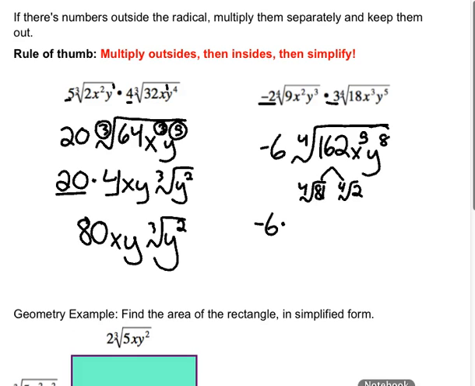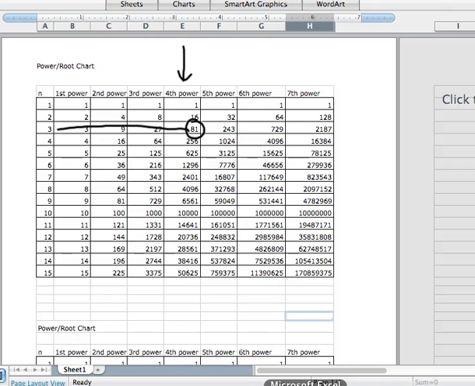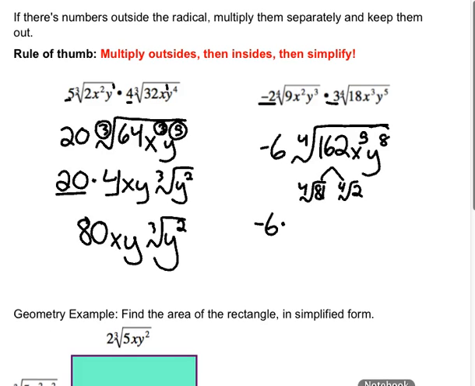All right, so what is the fourth root of 81? Well, look at your chart. The fourth root of 81 is the number 3. So that pulls out as the 3. And then the 2 is still inside. And of course, I'm going to leave myself some space as I'm pulling out other things.